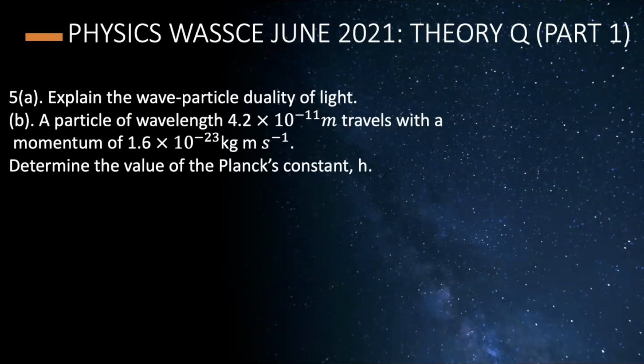Explain the wave-particle duality of light. That's the first part. Second part: a particle of wavelength 4.2 times 10 to the power minus 11 meters travels with a momentum of 1.6 times 10 to the power minus 53 kilogram meter per second. Determine the value of the Planck's constant h.